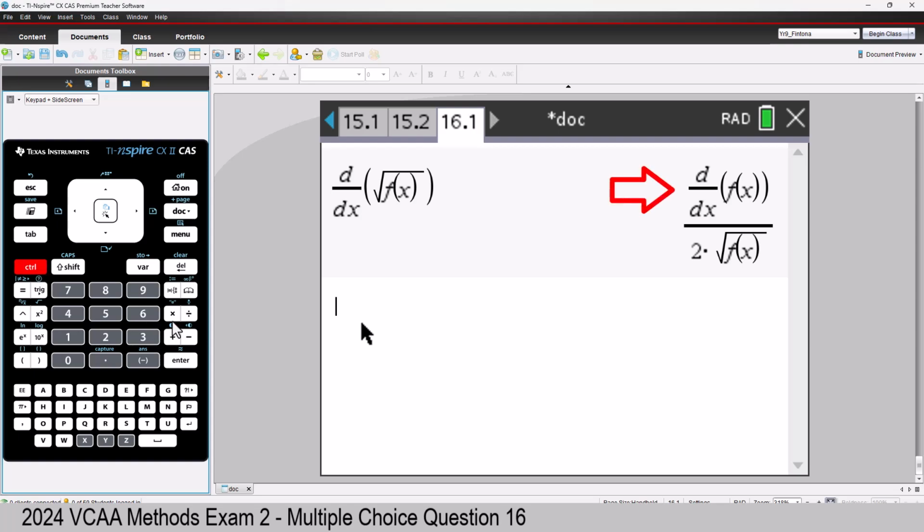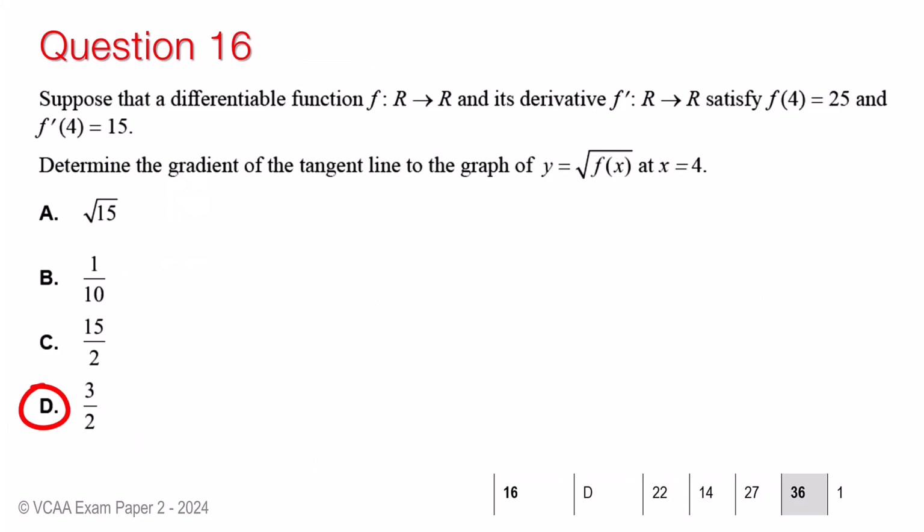The calculator tells me to divide the derivative of f of x by 2 times the square root of f of x. Now all I need to do is substitute the information provided into the question into the result produced by the calculator. The numerator is f' of 4, which we were told is 15, and I can divide this quantity by 2 times the square root of f of 4, so 15 on 2 times the square root of 25, which is 3 on 2, aligning to option D.